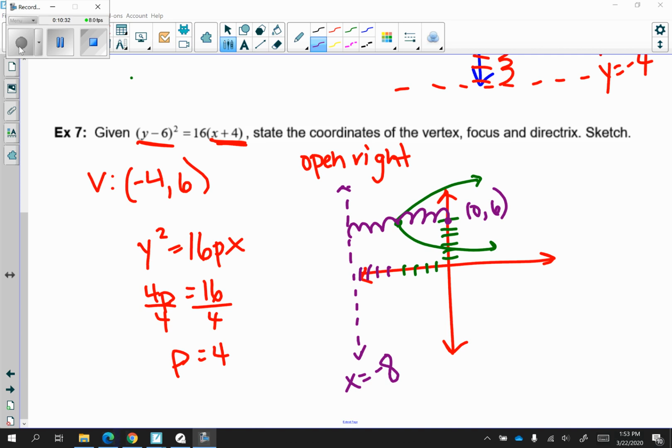I drew a quick sketch of my parabola with the vertex at -4, 6. Because the p-value is 4, I counted 4 boxes to the right. This is my focus at 0, 6. Counted 4 boxes to the left. My line, or my directrix, is x is equal to -8.